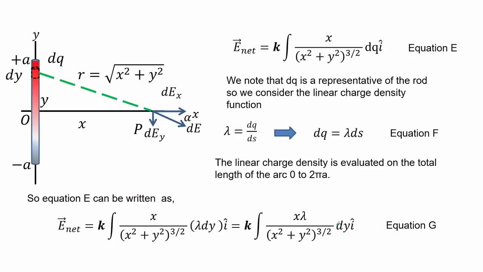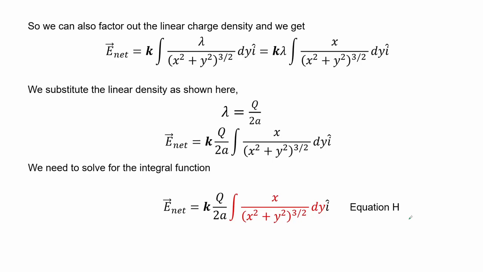We note that dq is representative of the rod, so we consider the linear charge density function as shown by equation F. The linear charge density is evaluated over the total length of the rod, 2a. So equation E can be written as equation G. We can also factor out the linear charge density, and we arrive at the solution for the net electric field at point P as shown by the equation here.